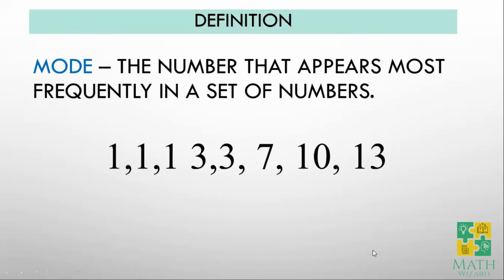Let's say we have here a set of numbers 1, 1, 1, 3, 3, 7, 10, and 13. Mapapansin natin, 1 appeared thrice, 3 appeared twice, while the rest of the numbers appeared once. So by definition, the mode daw is the number that appears most. So ibig sabihin, based from that definition, we can conclude that mode is equal to 1. Kasi si 1 appear most. Siya yung madaming beses nag-appear. Therefore, ang ating mode for the set of numbers ay equal to 1.